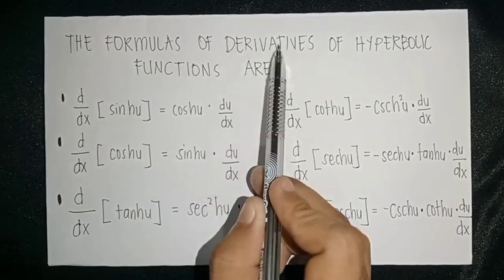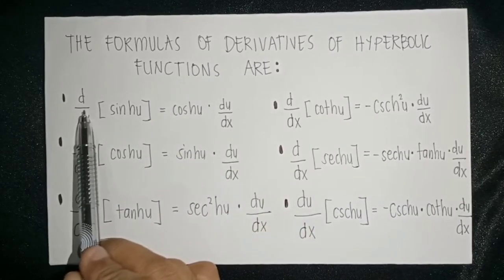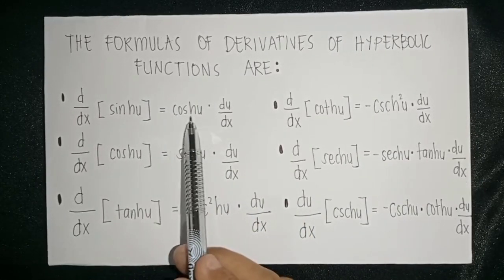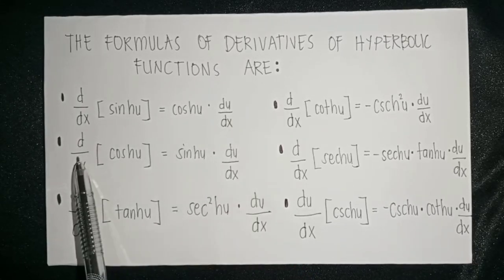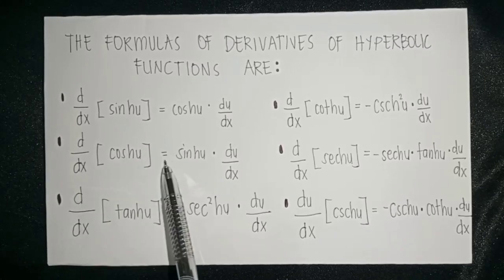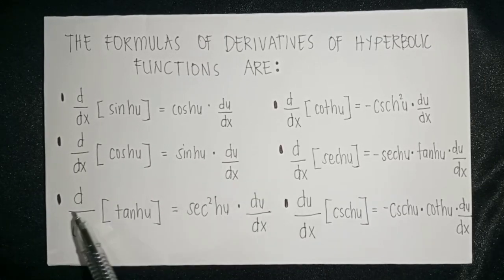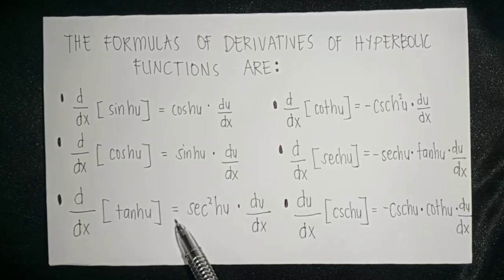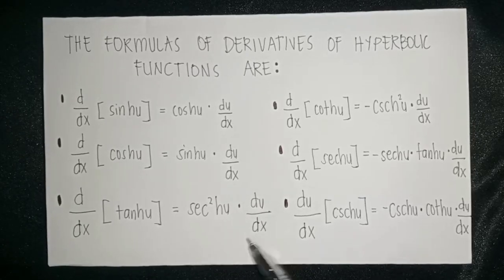The formulas of derivatives of hyperbolic functions are: the first one is the derivative of hyperbolic sine u with respect to x is equal to hyperbolic cosine u times du over dx. The second one is the derivative of hyperbolic cosine u with respect to x is equal to hyperbolic sine u times du over dx. The third one is the derivative of hyperbolic tangent u with respect to x is equal to hyperbolic secant squared u times du over dx.